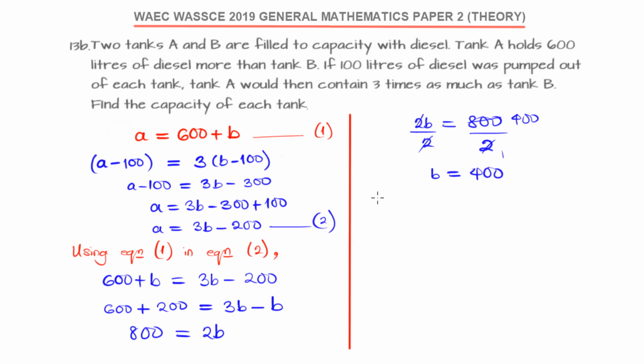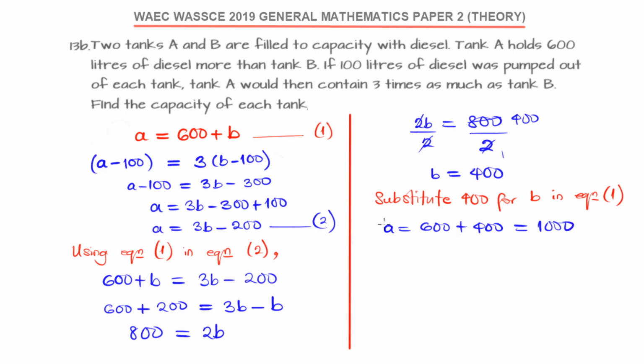Then, to get the value of A, we can just use this value of B that we just got, that B is equal to 400 liters. We can use it for B in equation 1. So instead of writing A is equal to 600 plus B, you can just say A is 600 plus the value of B, that's 400, and that is 1000 liters.